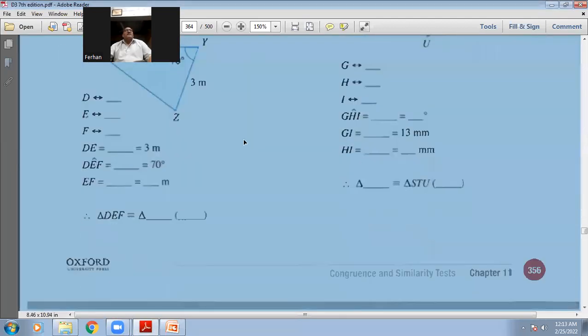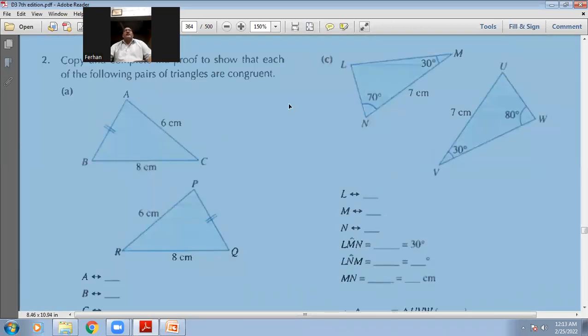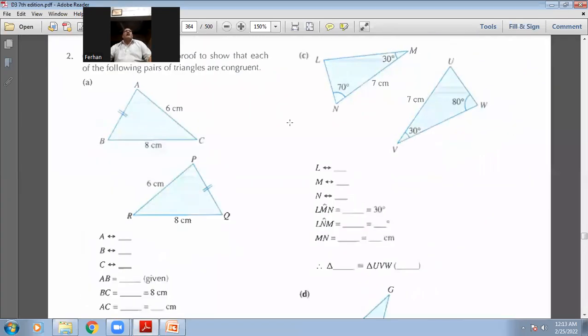Next question is question number 2C part. So here you can see the question number 2C part is coming up on your screen. Here, the angle M and the angle I can find this third angle. You see there are two angles given, so I can find this third angle.